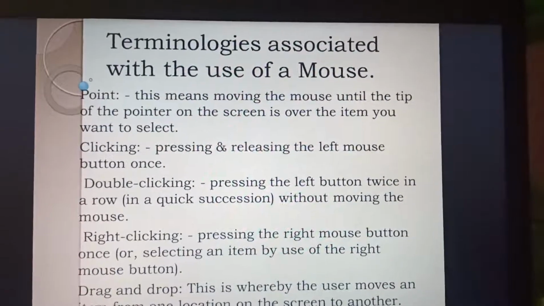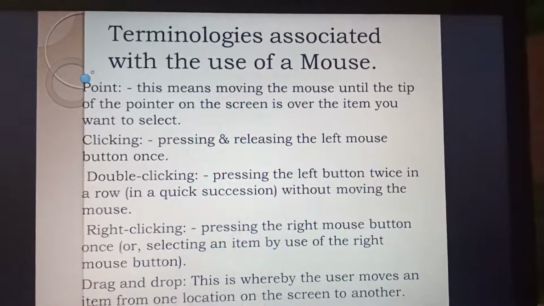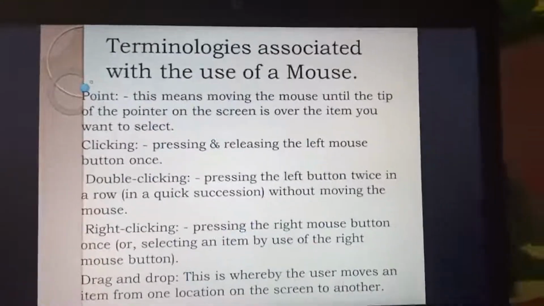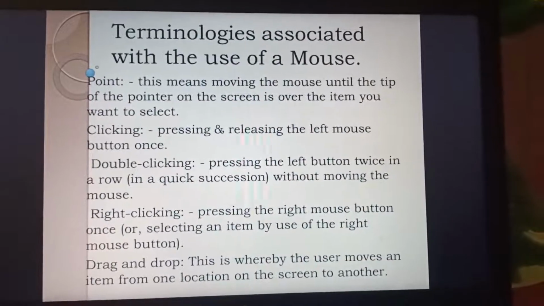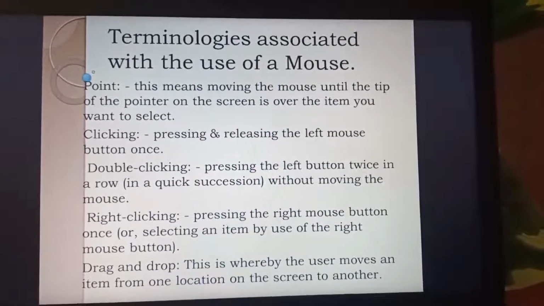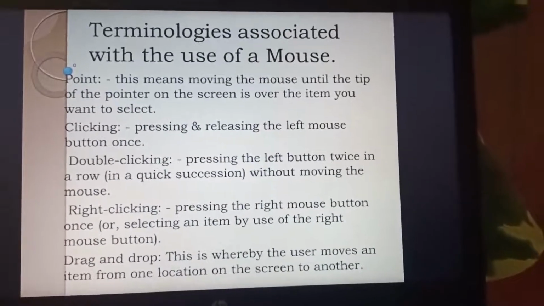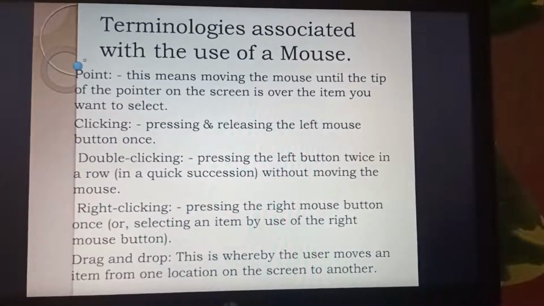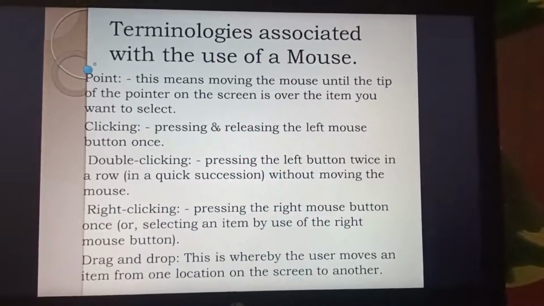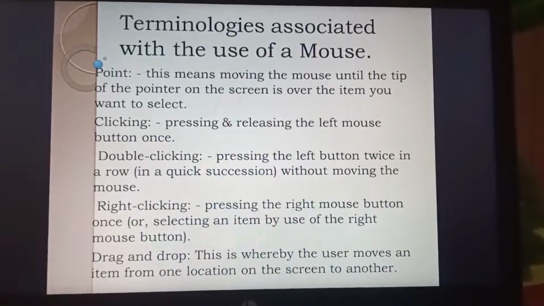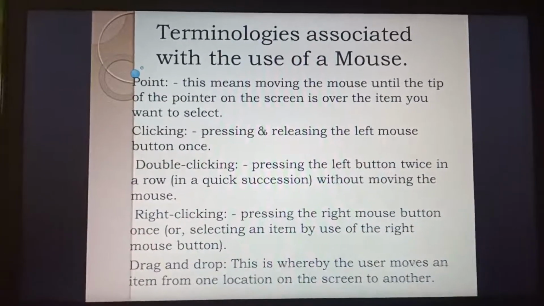Now, we have some terminologies associated with the use of the mouse, like point. What is to point? This means moving the mouse until the tip of the pointer on the screen is over the item you want to select. It means you have to make sure that the pointer is on top of maybe a button that you want to click. It is on the top of maybe a word that you want to select.